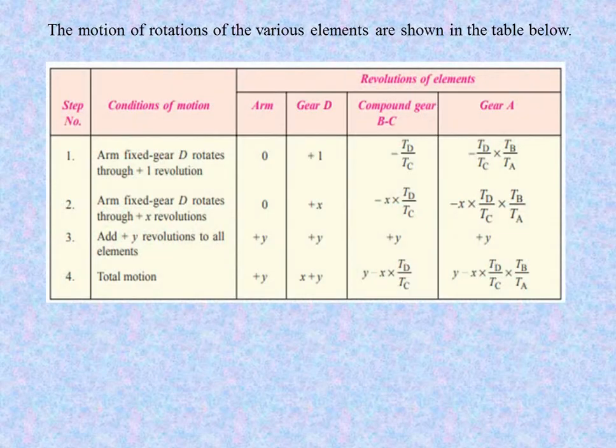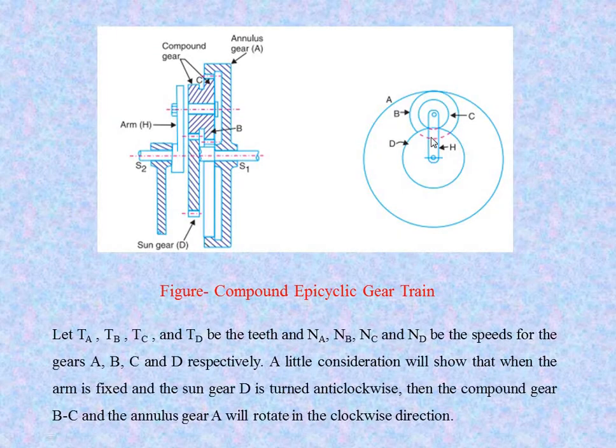The motion of rotation of various elements is shown in the table below. This is the table of motion. In the table of motion, the number of steps is 4 and the conditions are the same. Now we have to find out the revolutions of the elements. There are 4 elements: first the arm, next gear D, next the compound gear BC, and next gear A. First thing is the arm H.